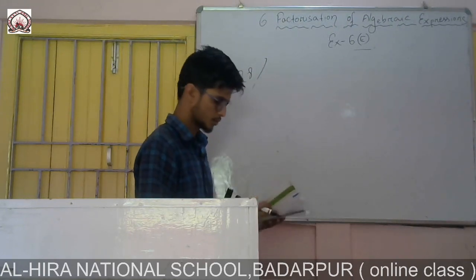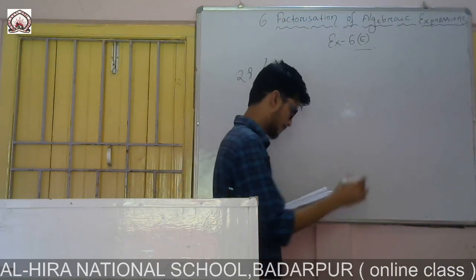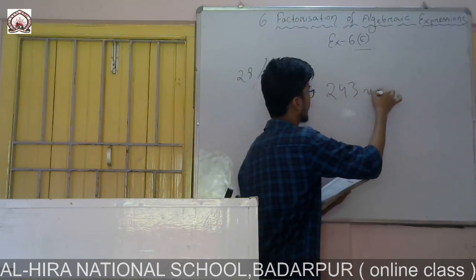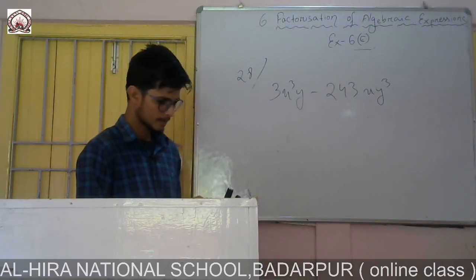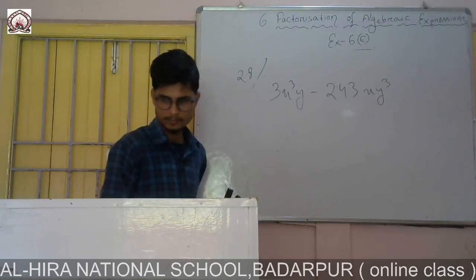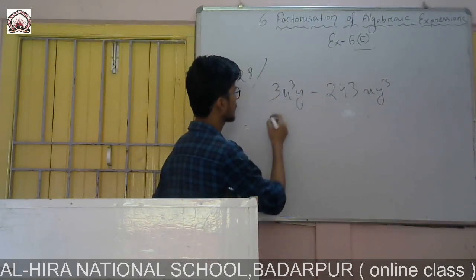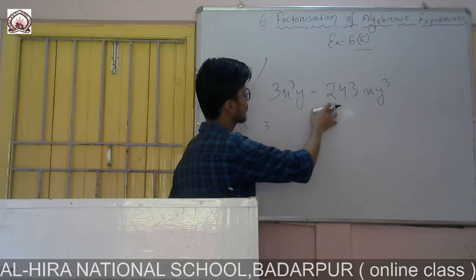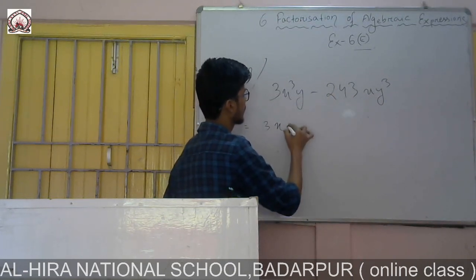Question number 28. The question is 3x cube y minus 243 x y cube. So first of all I have to take some term common. You see 3 is common here. This is divisible by 3, yes, and there x is common and there y.